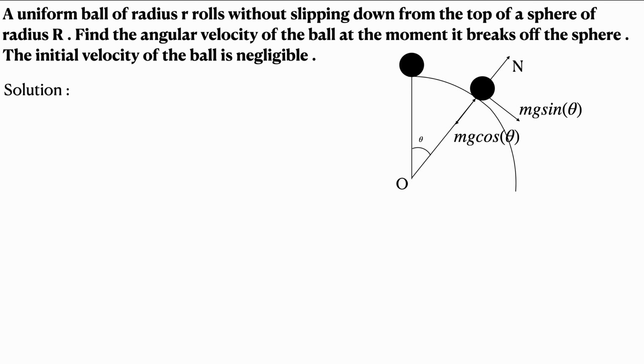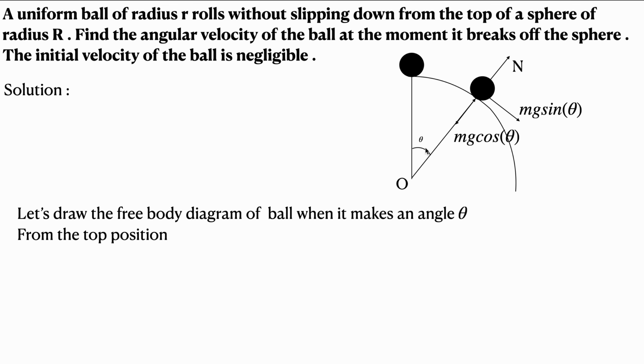Let's solve a question. A uniform ball of radius r rolls without slipping down from the top of a sphere of radius R. Find the angular velocity of the ball at the moment it breaks off the sphere. The initial velocity of the ball is negligible. So let's draw a free body diagram at angle theta from the top position. The forces acting at this position on the ball are the gravitational force, which has components mg cos theta and mg sin theta in the directions as shown, and the normal force, which acts in the radially outward direction.